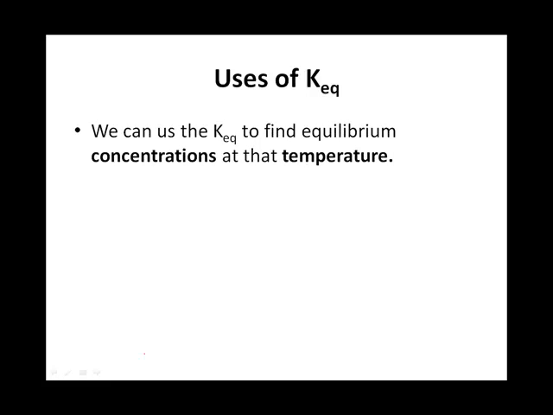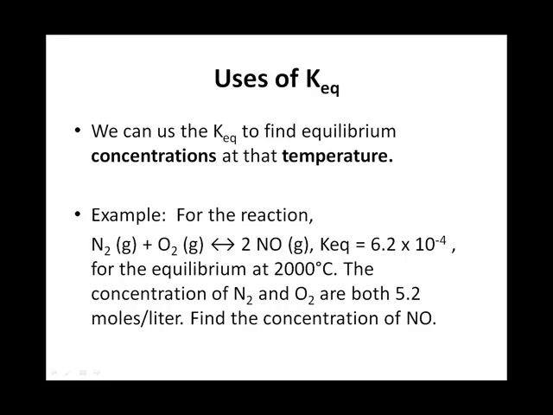All right, last thing that we're going to do is we can use KEQ to find equilibrium concentrations at that temperature. Okay, for example, for this reaction, we have N2 gas plus O2 gas goes to 2NO gas, and we have a KEQ value of 6.2 times 10 to the negative fourth. So this is telling us that we mostly have large concentrations of the reactants, because again, KEQ is less than 1. And again, it gives us a temperature. Don't be concerned about the temperature, because that's just telling us where we are at that specific temperature.